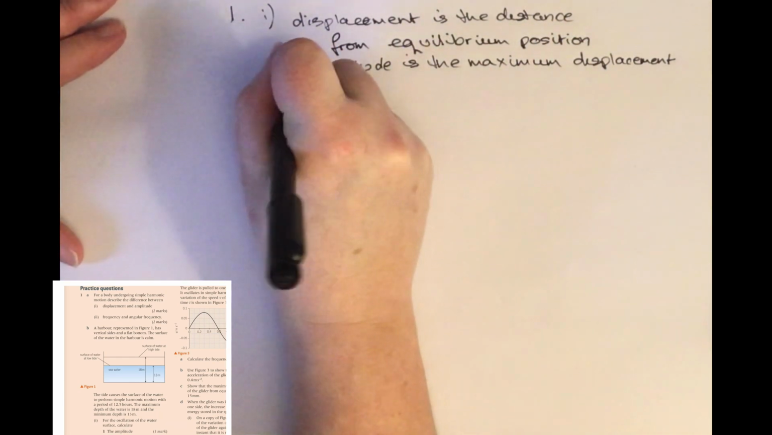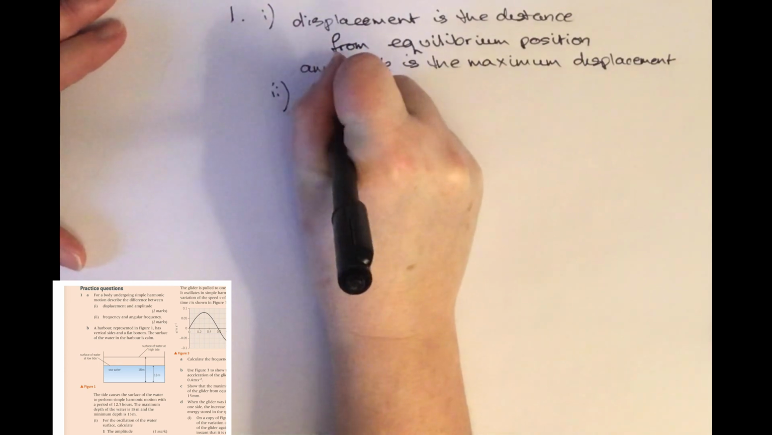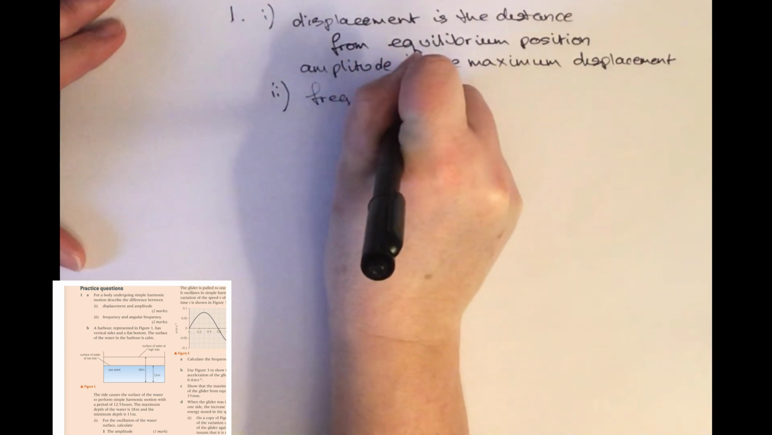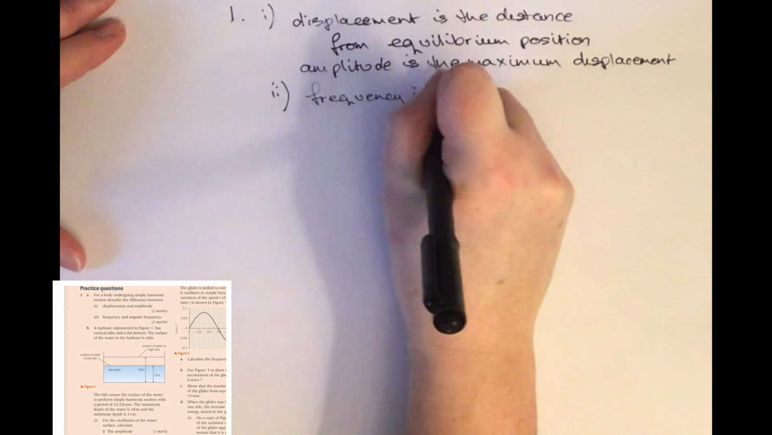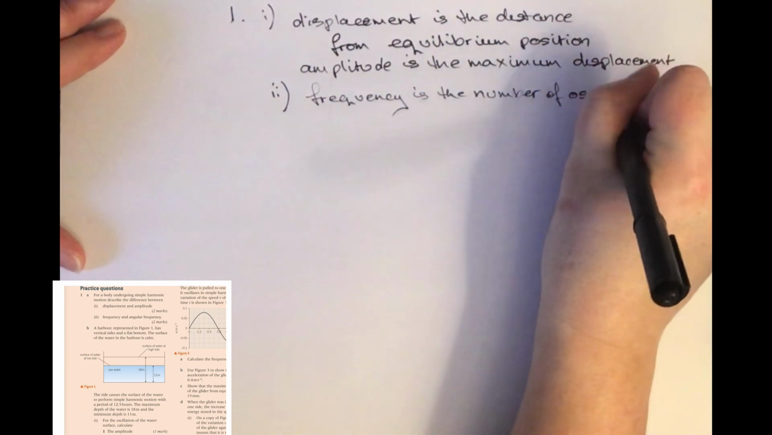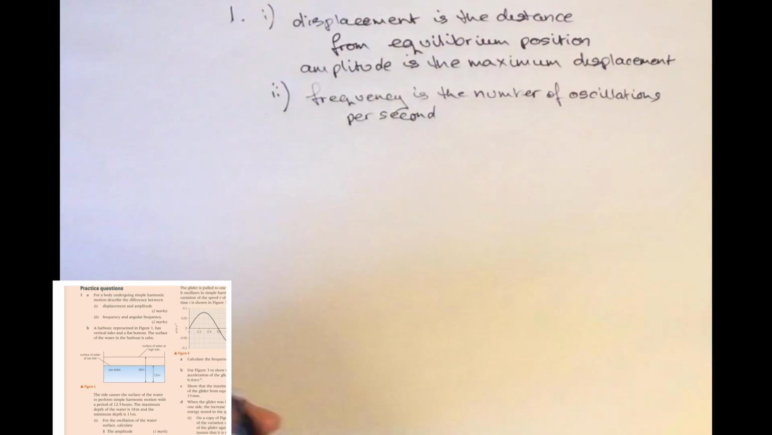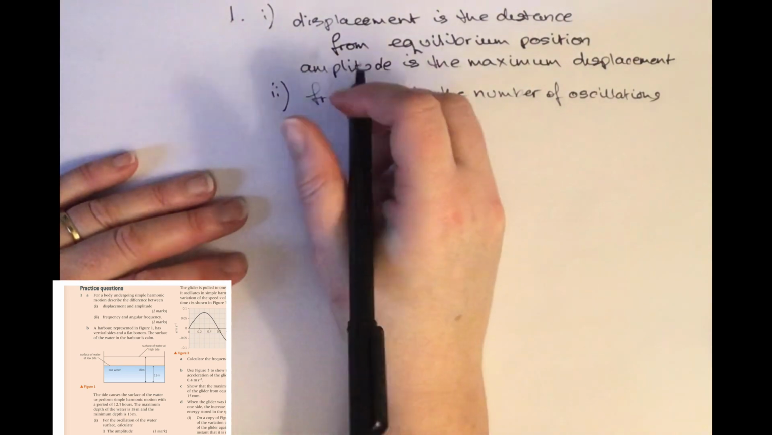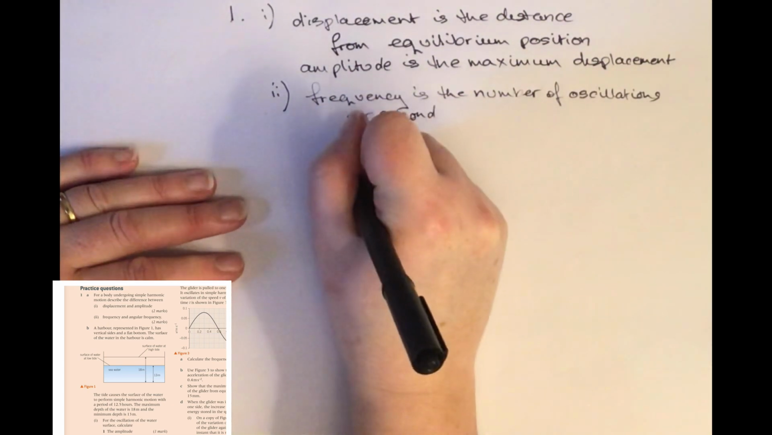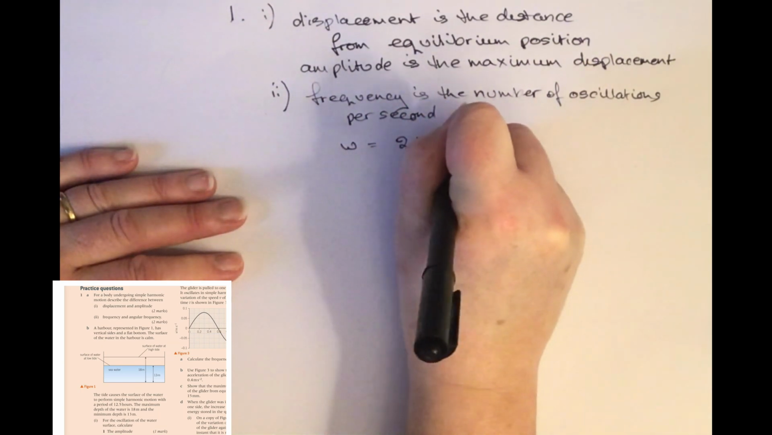The second part asks you the difference between frequency and angular frequency. Now we know that frequency is the number of oscillations per second. But what's angular frequency? Angular frequency is actually a definition, and it's defined as 2 pi f.